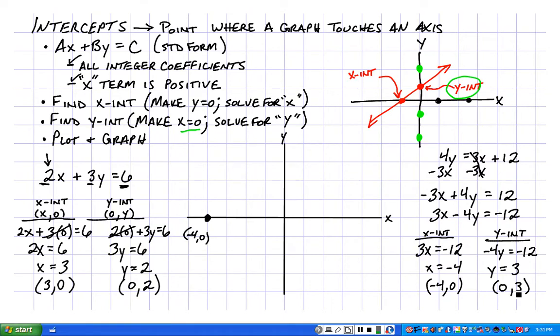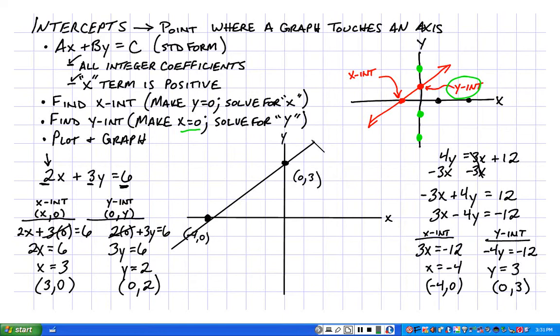And 0, 3, up 1, up 2, up 3. This is my y-intercept. So that's 0, 3. And I can connect the dots.